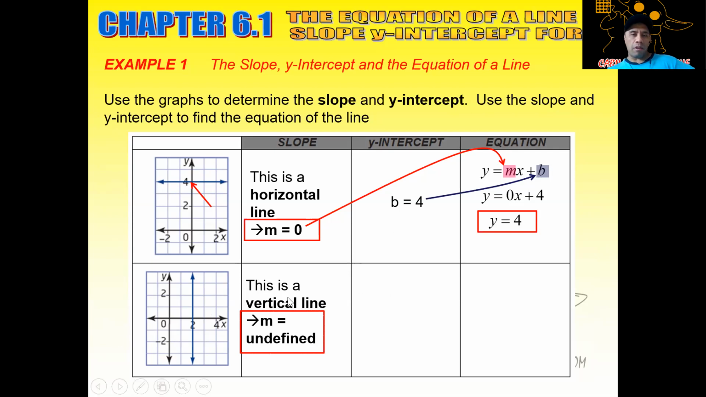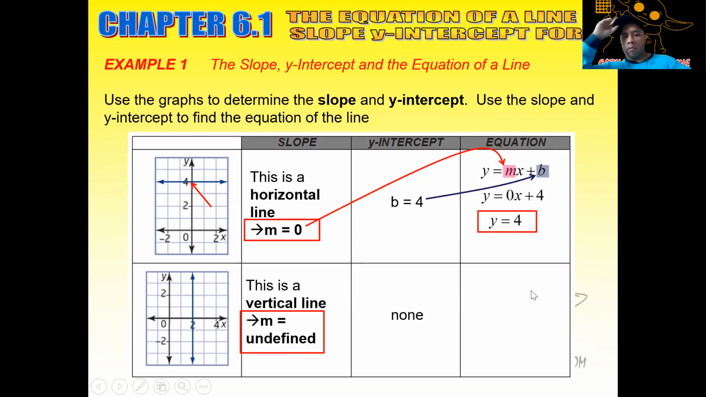Well, if you really think about it, when you're looking at a vertical line, notice it is far away from the y-axis. In fact, this is what's called parallel to the y-axis, because as you can see, it's not going to touch the y-axis at any point. So guess what? The y-intercept for this is going to be none. Again, the y-intercept is none because it will never, never, never touch the y-axis.